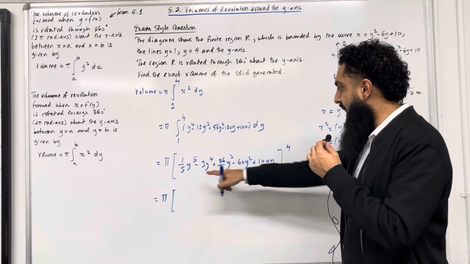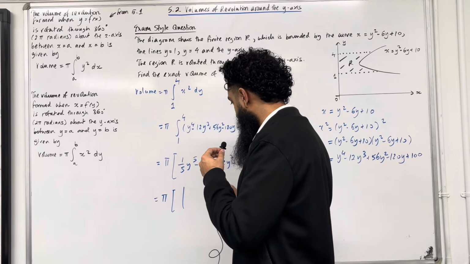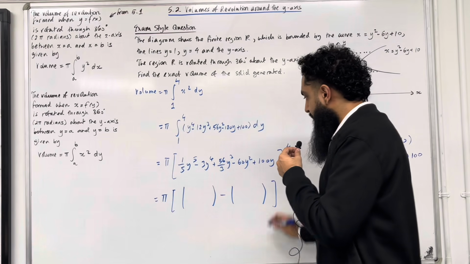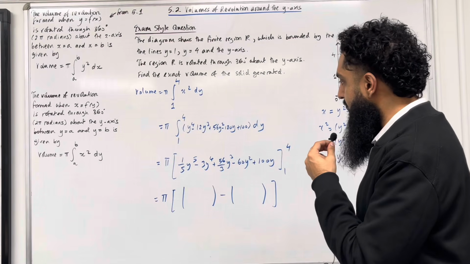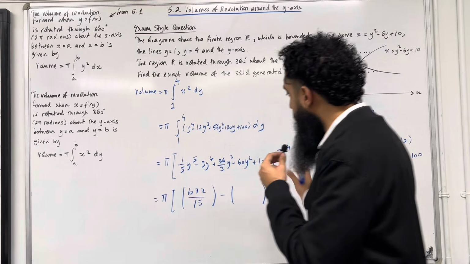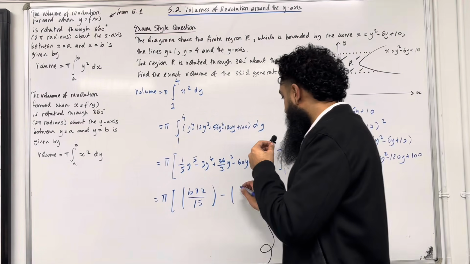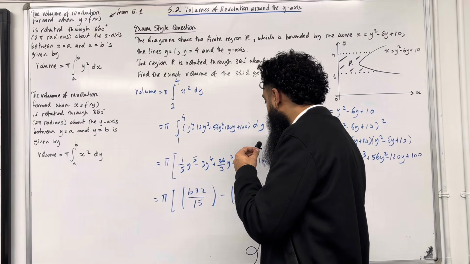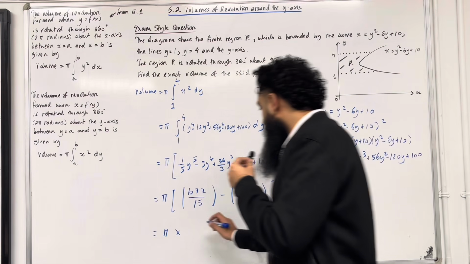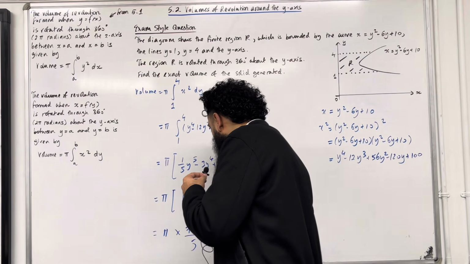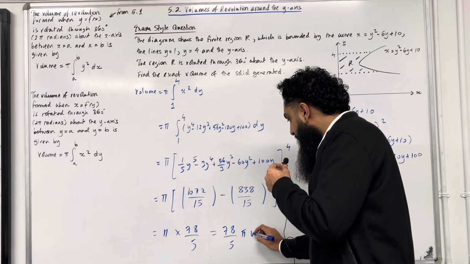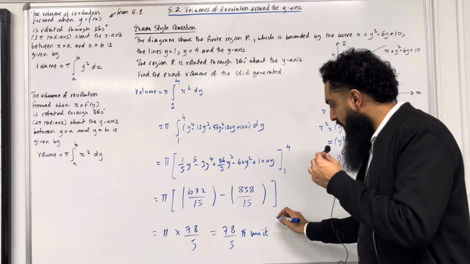Now I need to substitute y equals 4, take away, then substitute y equals 1. So if I substitute y equals 4, I get 1072 over 15. Take away, substitute y equals 1, I get 838 over 15. So I've got pi multiplied by, I can subtract these two, 78 over 5. Okay, so this gives me 78 over 5 pi. Unit, because we're working out the volume, cubed.